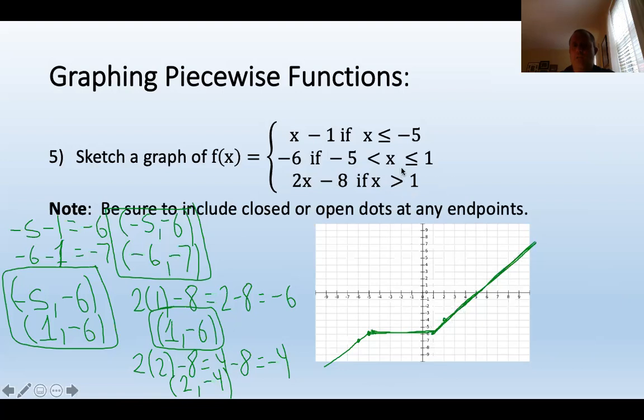Now, the middle line already has a closed dot when x is 1. And so there are no open dots on this particular graph, but you have to be aware of the fact that it's possible you could have an open dot at an endpoint of a line, but we don't have that on this particular line. It's just something to be aware of on this particular piecewise function.